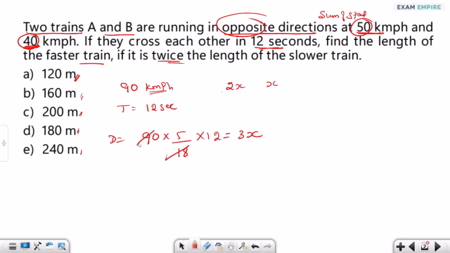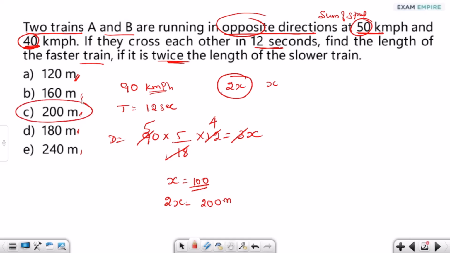So this is 1 time and this is 5 times. Again, this is 1 time and this is 4 times. So 5 into 5, 25, 25 into 4, 100. So the value of x will be 100. This is the length of the slower train. But what is the length of the faster train? It is twice the length of the slower train, so it will be 200 meters. So the answer for this particular question is 200 meters.